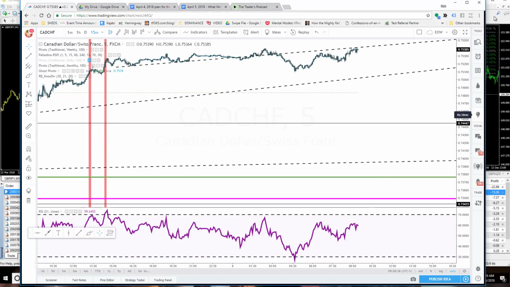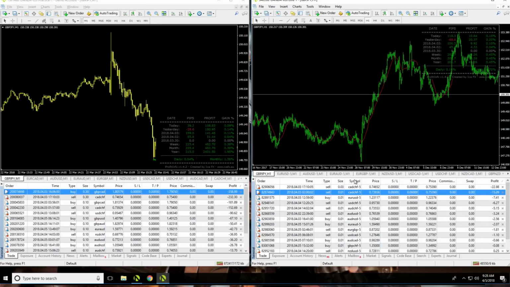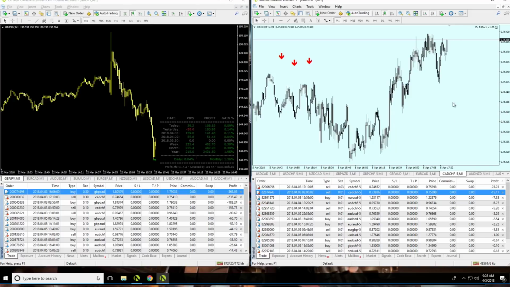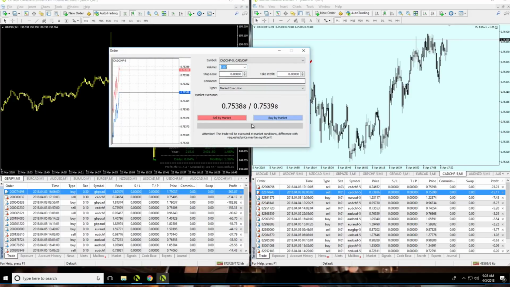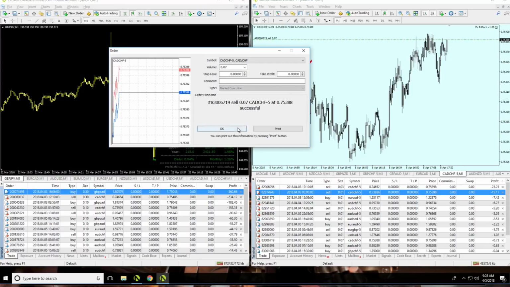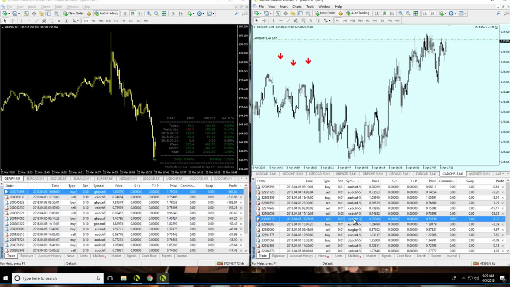a trend line. So I'm going to come back over here, click on trade, and I need to find the Canadian dollar Swiss franc. There it is. Excelente. New order, 0.7. Click OK. Now that's going to put another trade here in the Canadian dollar Swiss franc pile. Sort it by Canadian dollar Swiss franc.